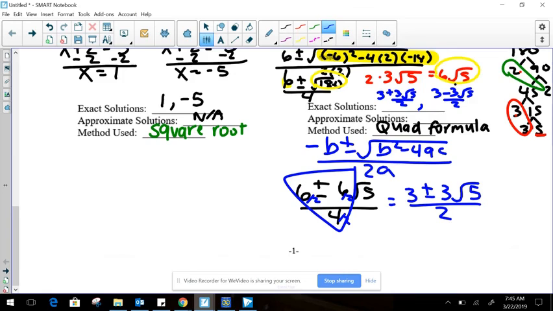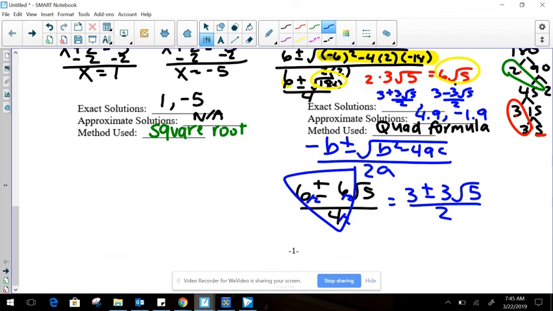You should get 4.85. I'm going to round that up to 4.9. Then the next one, 3 minus 3 times second square root of 5, enter, divided by 2, and I get negative 1.85. I'm going to round that to negative 1.9.